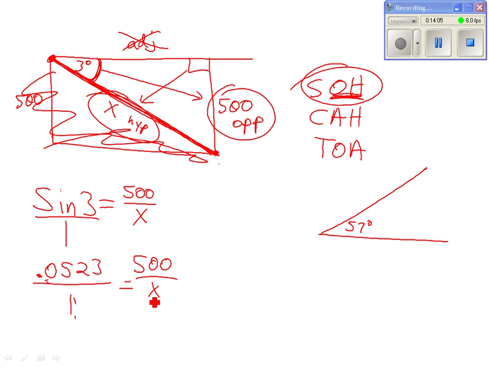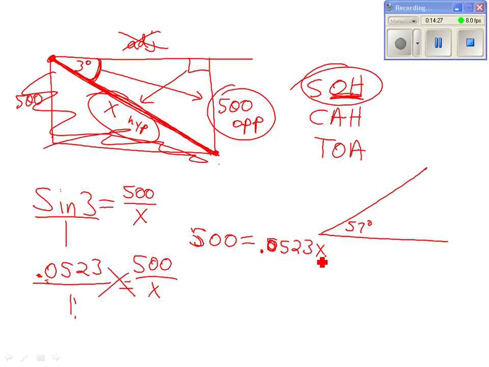Now what do we do? Cross multiply. I'll do the hard part for you. 1 times 500 is 500. What do I write down on the other side? 0.0523 X. This is what I was talking about a little while ago when we had the radical.